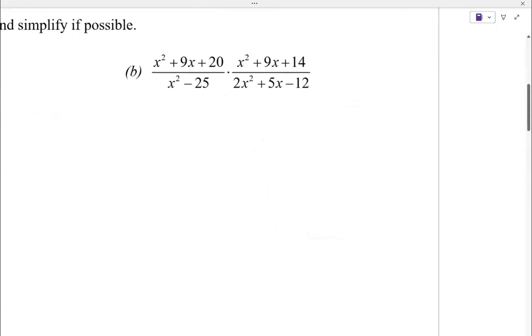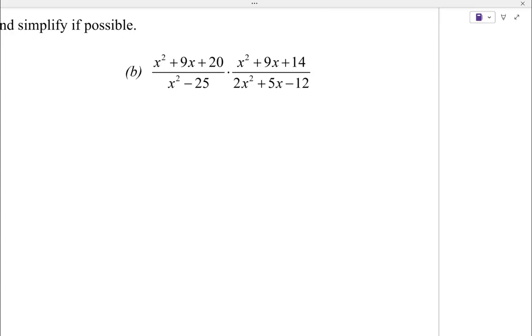Notice this is a multiplication problem. So remember with the multiplication problems, we're going to factor everything in sight. Factor everything in sight and cancel out common factors. Divide out common factors. Remember, we cannot divide out terms, right? We have to have chunks. We have to have factors. We have to have things multiplied together. If there's plus signs or minus signs in the middle, we can't do that.